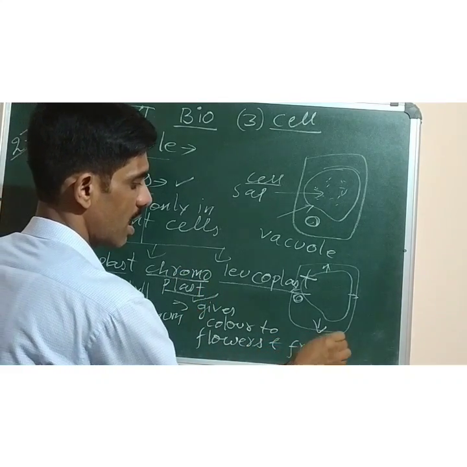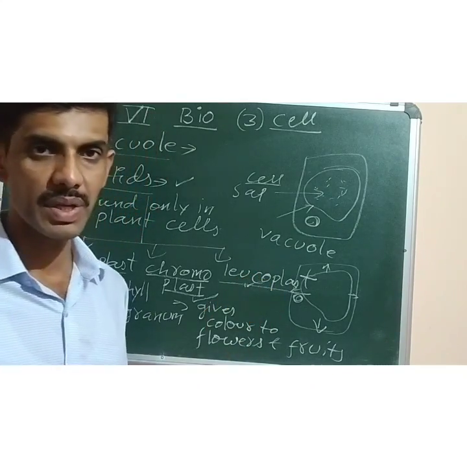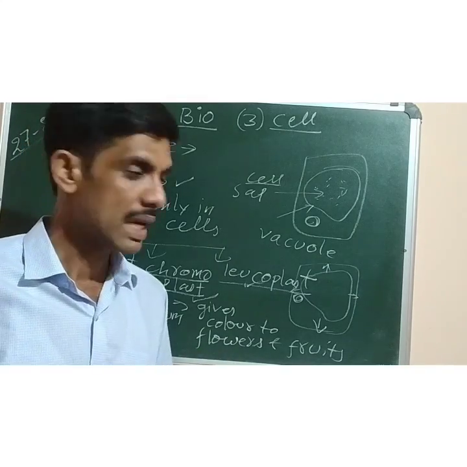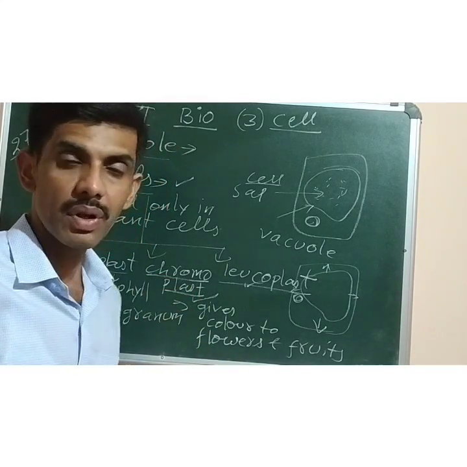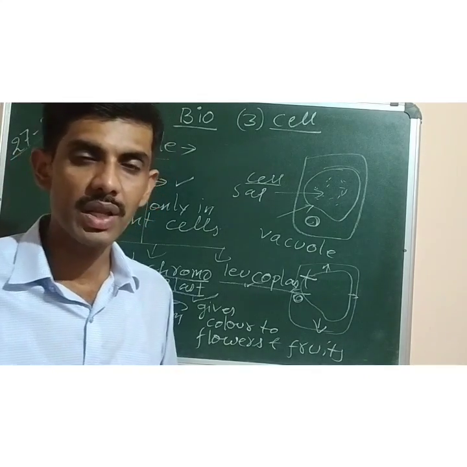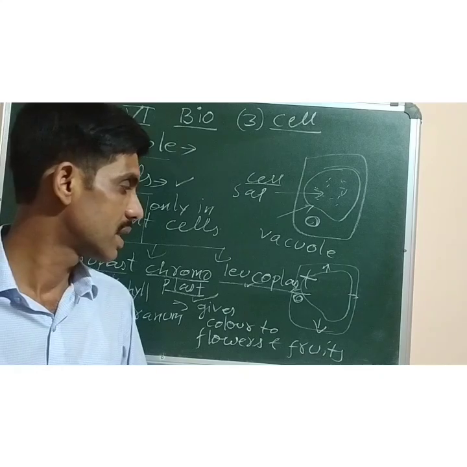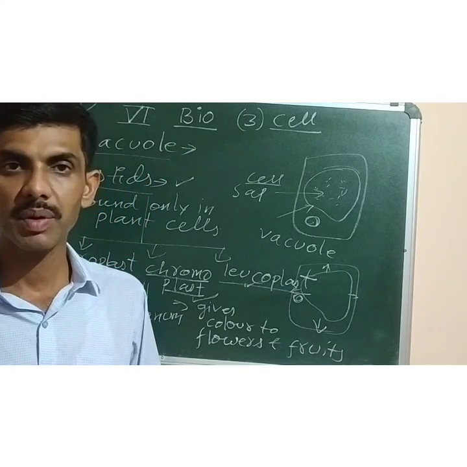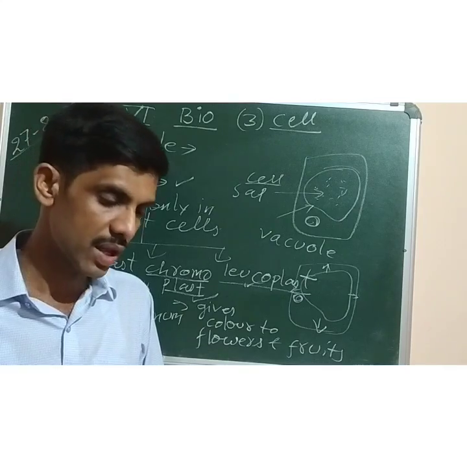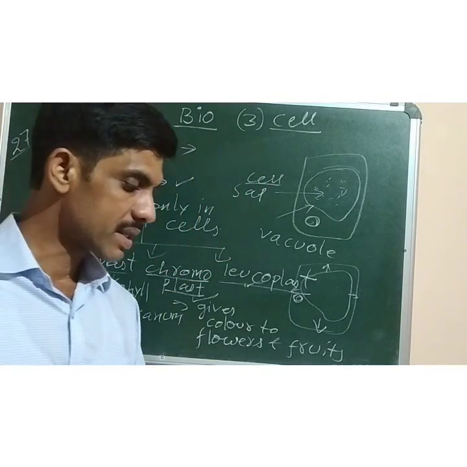Okay? And the last one is leucoplast. They are the colorless plastid. Means neither are they green in color, nor colorful. Then what is the color of leucoplast? They are colorless plastid. So what is the function? They help to store food in the form of starch. So they are generally present in those parts of the plant where food is stored, like they are found in the roots as well as in the seeds. Okay? So roots and the seeds of the plant.